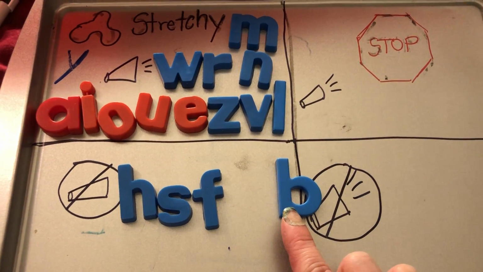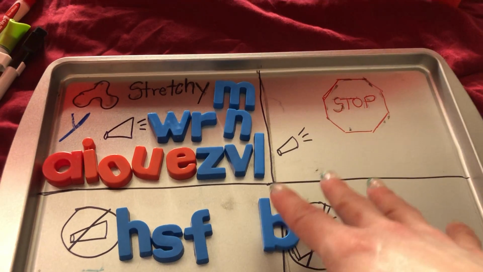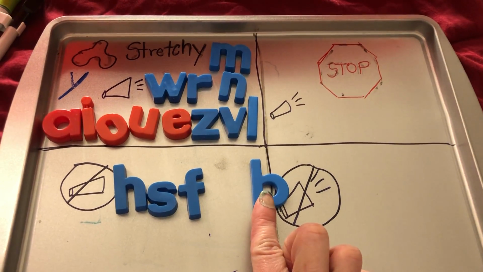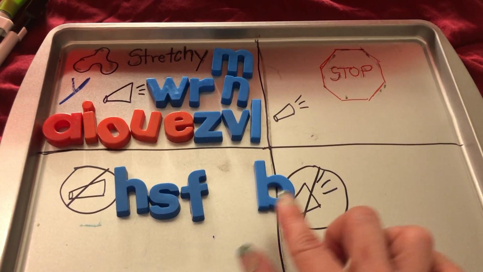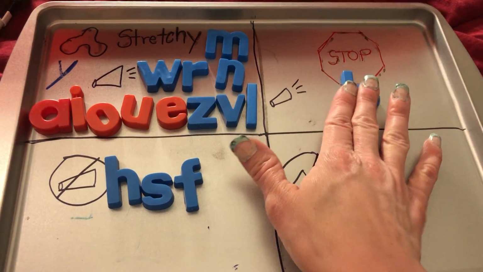B. Think B, ball, B. Like you're bouncing a basketball. B, ball, B. Okay? B is the first sound you hear in boy, basket, and ball. Okay? B is a voice on stopper.